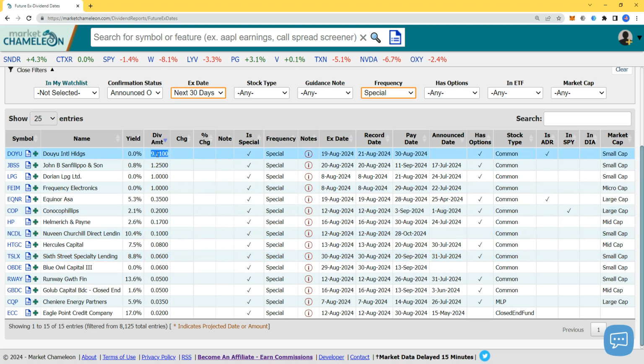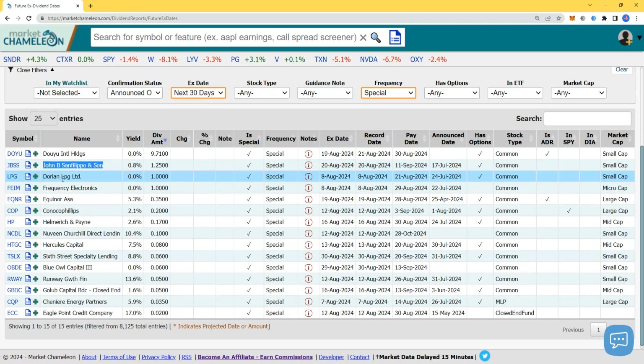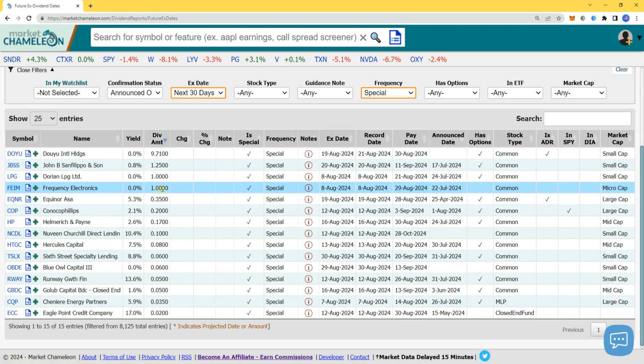So we got ourselves, this week, incoming Doyle, $9.71. That's almost $10 on a $16 stock. This is interesting to me. The other one, I need to check, is John B. Son, JBSS, LPG, FEIM. All those are paying over a $1 dividend, but you see here the yield is 0%. So maybe they had good earnings and they have extra cash to throw around, so they give back to the shareholders. This is nice.